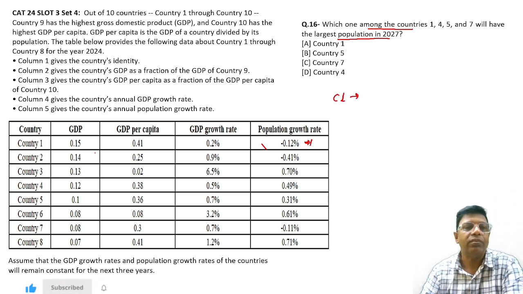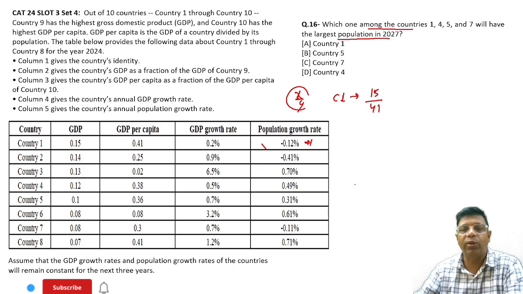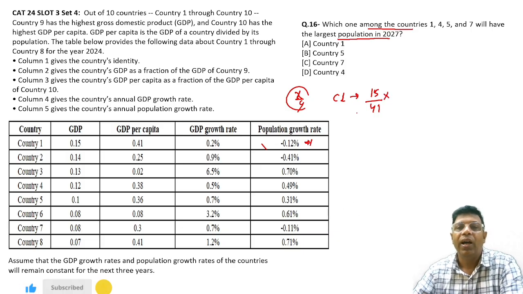For country 1, population I can write 15 upon 41. I am not writing x by y because it is going to remain common. So I'll just compare this. And now population growth is minus 0.12%. So what is going to be? You will multiply it with 0.998 into again 0.998 into 0.998. Now this is going to be the population of country 1.